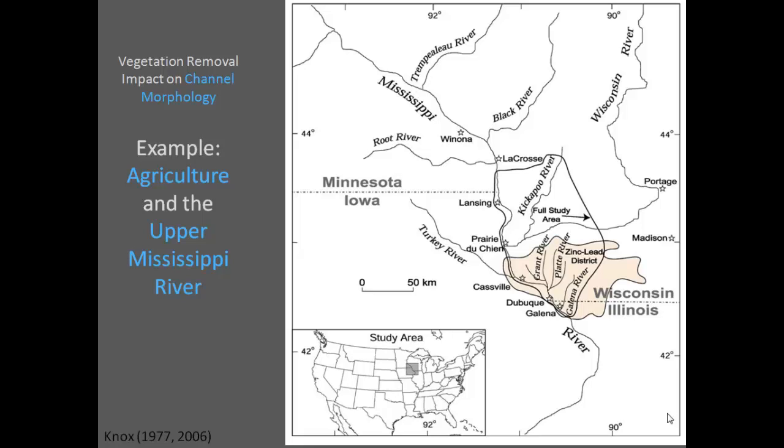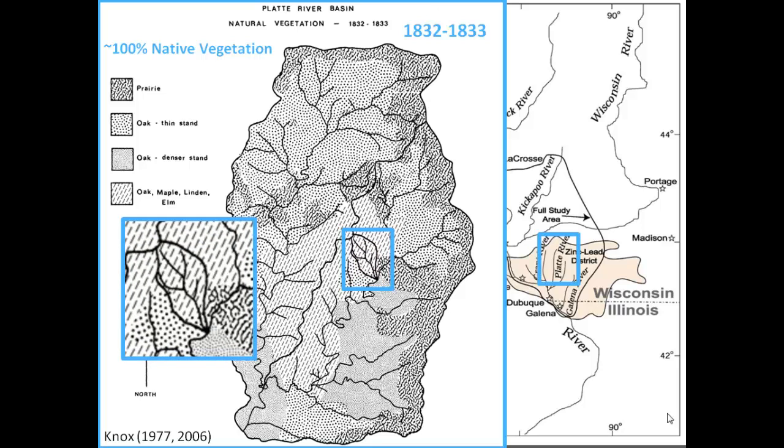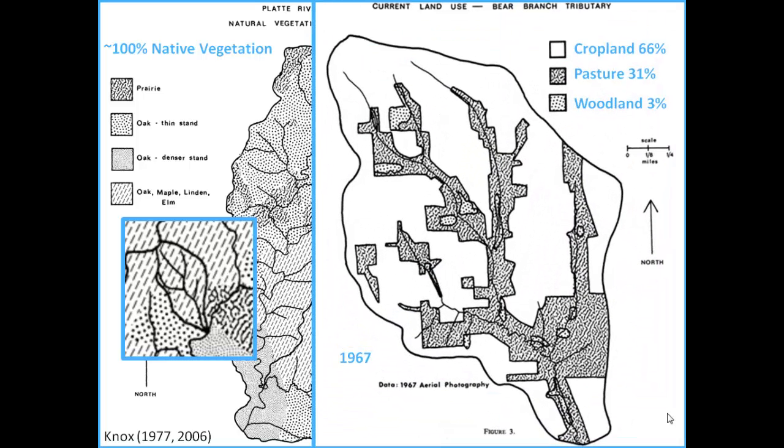Okay, here's an example of how land use change impacted channel morphology. In the mid-1800s, a lot of the native vegetation in the upper Mississippi River was removed and replaced by cropland and pasture. We'll look at a catchment that's a pretty good representation of the land use change throughout the larger watershed. In 1832, almost 100% of the Bear Branch River catchment was woodland and prairie. By the 1960s, woodland was reduced to 3% and prairie was completely replaced by cropland and pasture.